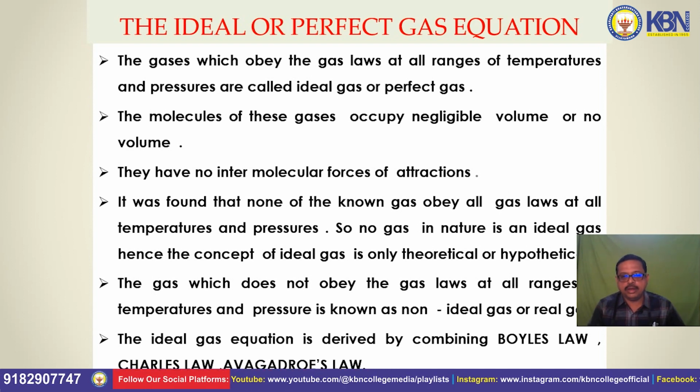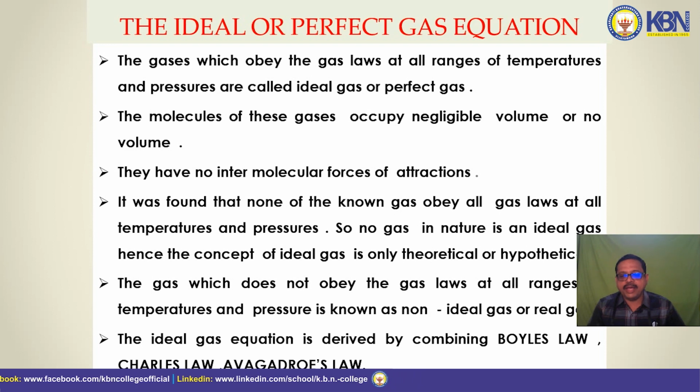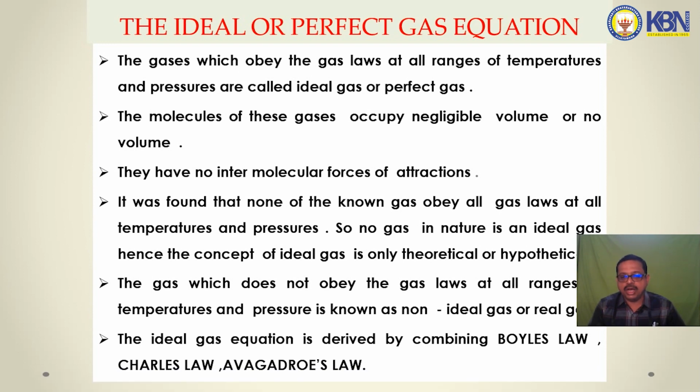It was found that none of the known gases obey all gas laws at all temperatures and pressures. So no gas in nature is an ideal gas. Hence, the concept of ideal gas is only theoretical or hypothetical. The gas which does not obey the gas laws at all ranges of temperature and pressure is known as non-ideal gas, or it can also be called a real gas. The ideal gas equation is derived by combining Boyle's law, Charles' law and Avogadro's law. Let's see what the gas laws are.